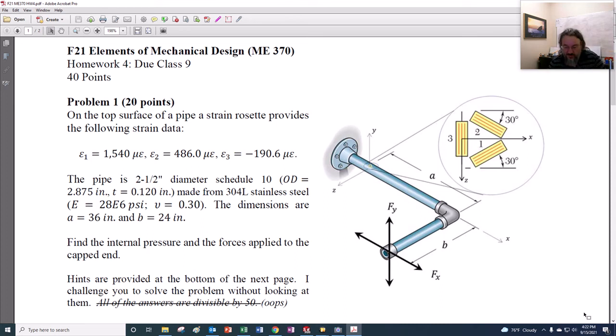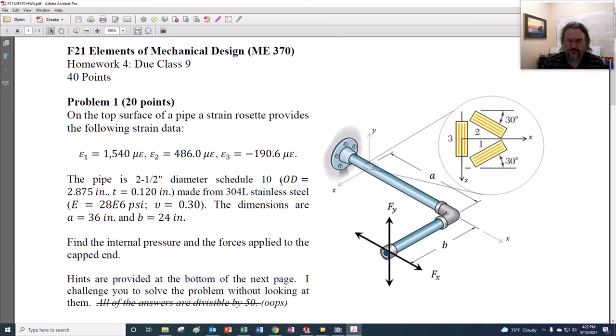Alright, here is a video for homework 4, the solution to homework 4 in ME370. The problem is kind of like this backwards thing, right? We have a strain gauge and we want to figure out what the loads are that are going to be on the end of this pipe. And we're given this strain gauge data for strain gauges 1, 2, and 3. And you can see how they're aligned with the X and Z right here.